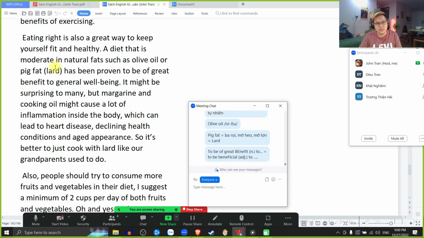Nó được minh chứng là có một cái lợi ích lớn to general well-being. General well-being, sự khỏe khoắn chung. Tức là khỏe khoắn về cái gì? Thể chất và tinh thần. So it means general well-being in mental health and physical health.